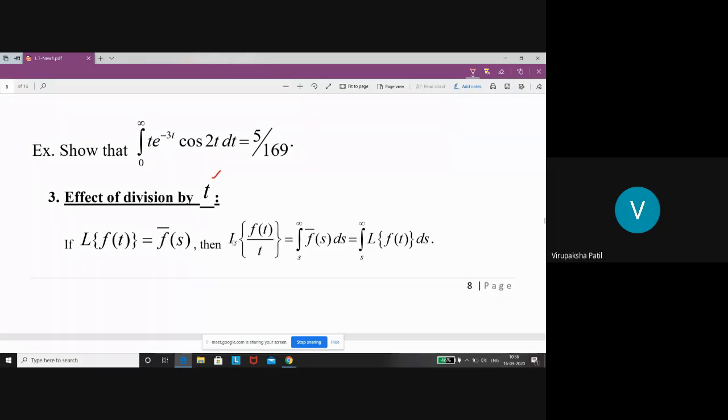If the Laplace transform of f of t is f bar s, then the Laplace transform of f of t divided by t is given by the integration from s to infinity of f bar s ds. That is nothing but the Laplace transform of the given function in the numerator. You find the Laplace transform of the numerator quantity, and you have to integrate that. Is that clear?